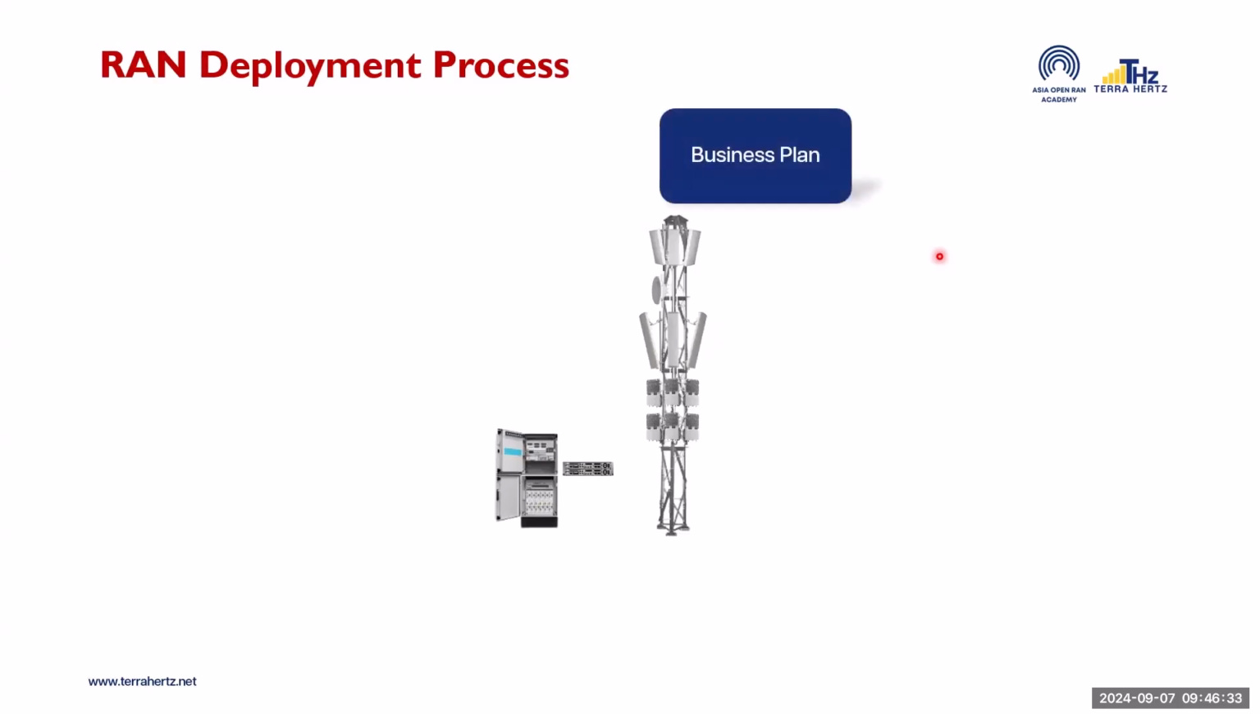First, there's a business plan. Okay, so remember that telecommunications is one of the industries that generates a lot of money. So there should be a business plan. So you can see that in some areas there are only 2G, there are only 3G, there are 4G and 5G. So why is it like that? So the main reason is the business case.